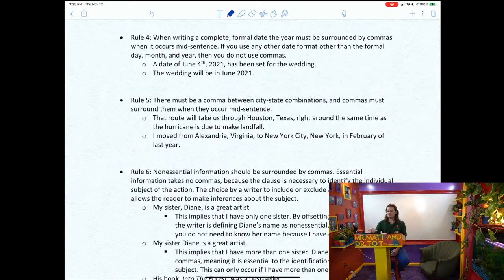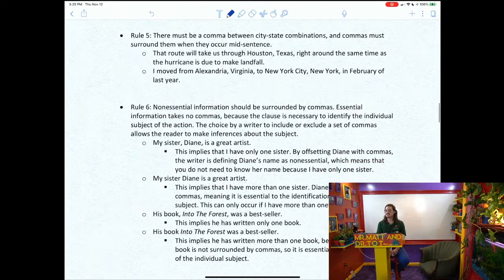Rule number 5, there must be a comma between city-state combinations, and commas must surround them when they occur mid-sentence. You might be seeing a theme here that a lot of these abbreviations, last week we talked about i.e. versus e.g. versus etc. We also talked about the suffixes junior and senior for people's names. All of those things, when they occur, people's titles, like a medical doctor has MD after his or her name, all of those things, when they occur mid-sentence, have to be surrounded by commas.